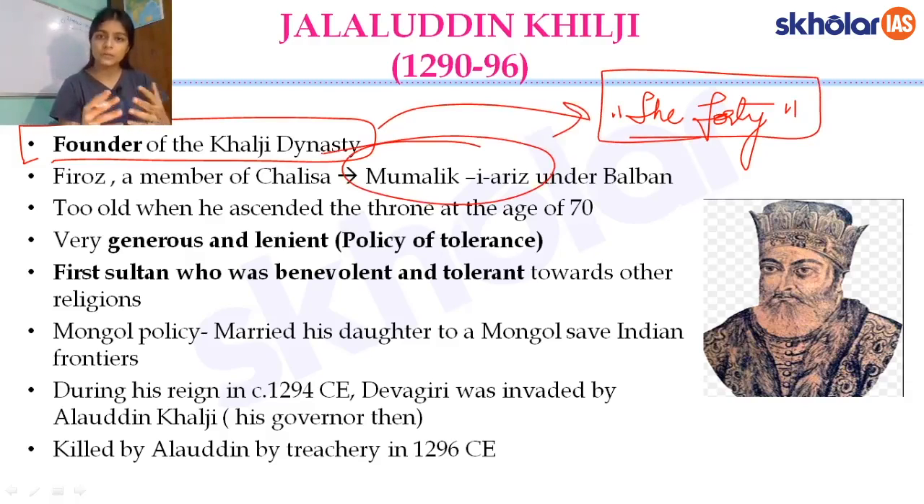Under which sultan? Under Balban. Since he was there since the time of Balban, by the time he could take over the throne finally, he was very old. He was around 70 years old, and because he was not a very strong sultan, he was generous and lenient.